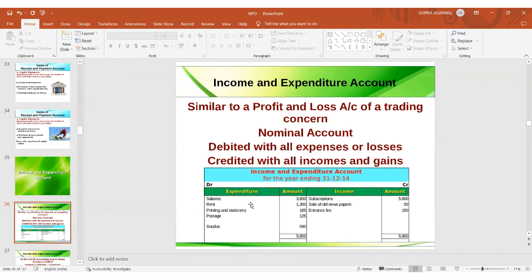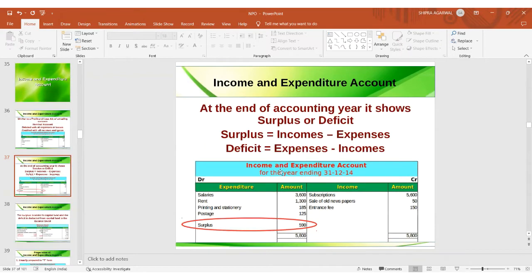On the debit side, we record all the expenditure, and on the credit side, we record all the incomes. Whenever we prepare the income and expenditure account, do remember that we are preparing it to calculate the surplus. If your income is more as compared to your expenditure, then it will be surplus. And if your income is less as compared to your expenditure, then it will be a situation of deficit. No profit, no loss, we say it is surplus or deficit, right?